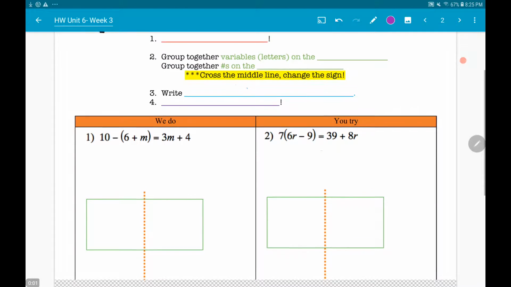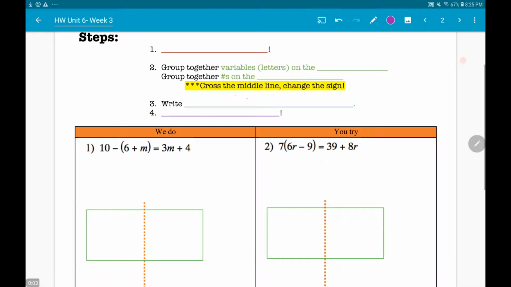Solving multi-step equations. We're going to try it out using this little trick that we learned today in class. So let's go step by step. Let's start with step number 1, which is to distribute. So I'm going to go ahead and look at example 1.